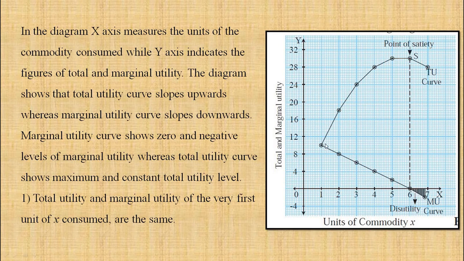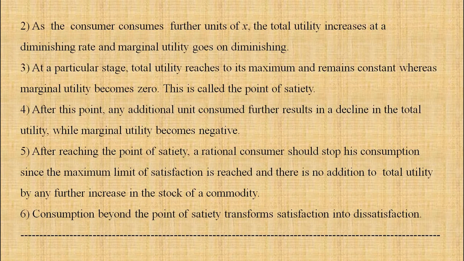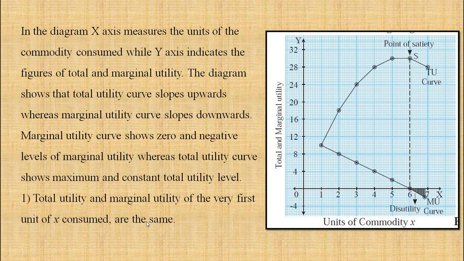Now here one thing is very important: the total utility and marginal utility of the very first unit consumed are the same over here, right? I will explain it to you on the next page. As the consumer consumes more and more units of commodity X, see that the total utility and marginal utility from the very first unit consumed are the same. So we are showing it with a point here.